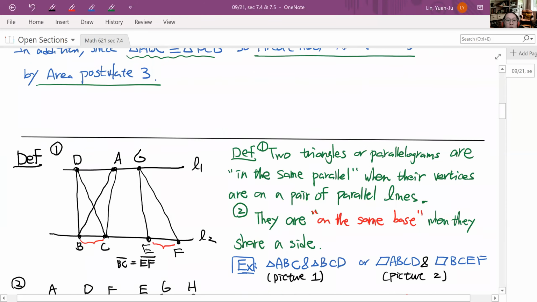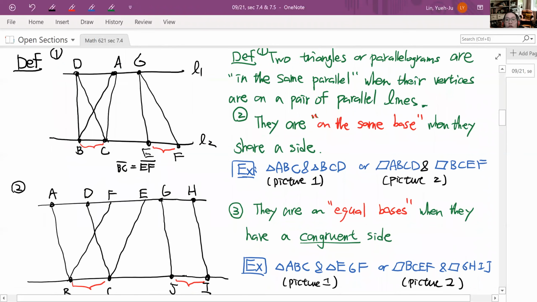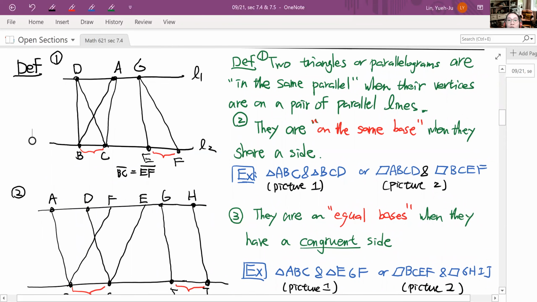So now after we have that, I want to introduce several new terminologies in this textbook. Some of them can be a little bit confusing, because they look similar, so I want to emphasize this. First of all, if you have a picture like on the left-hand side, let's look at the first one on the left. If two triangles or parallelograms are in the same parallel, it just means that their vertices are on a pair of parallel lines.